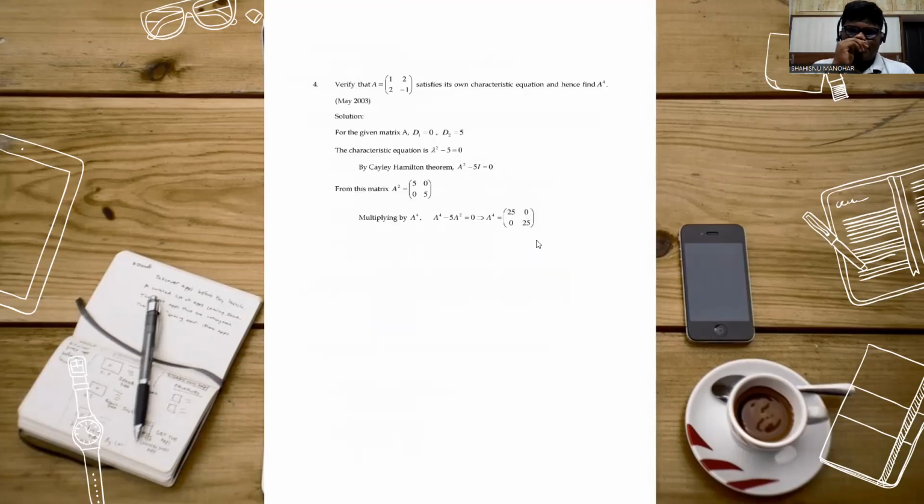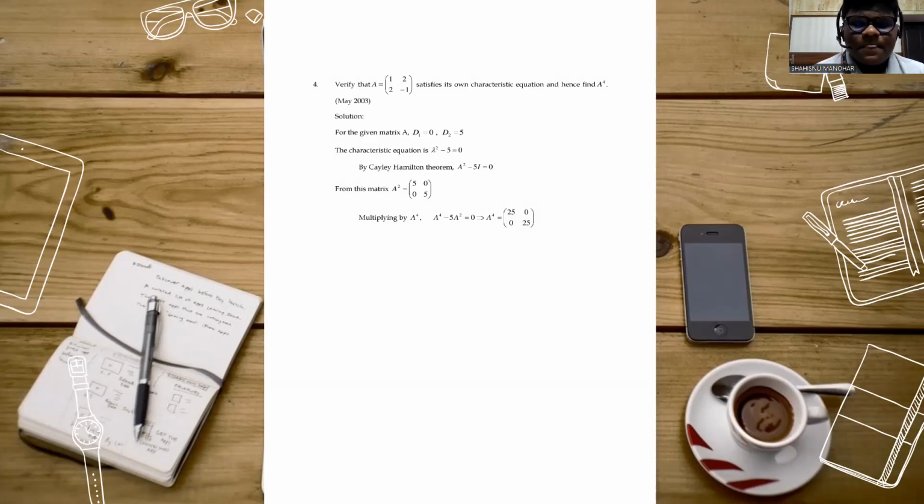Now here is another small example of the Cayley-Hamilton theorem and powers computing. You're given a matrix, verify that it satisfies its own characteristic equation and find A power 4. Now, the given solution: we know the characteristic equation is lambda square minus 5 is equal to 0. By Cayley-Hamilton's theorem, A square minus 5I is equal to 0. From the matrix, find A square, which is [5, 0; 0, 5]. As we know, the I value is [1, 0; 0, 1], an identity matrix.